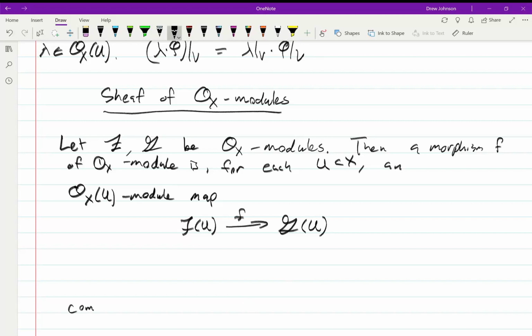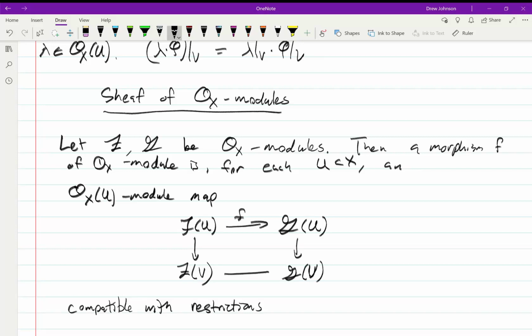So let me write it down here so I have room to draw the diagram. All right, so maybe you can guess how this diagram is going to work. So if I have a smaller open subset V, then there's a restriction map from F of U to F of V because F is a sheaf. There's also a restriction map here, and there's also an OX of V module map here, and this diagram should commute. Okay, so that's a morphism of OX modules.